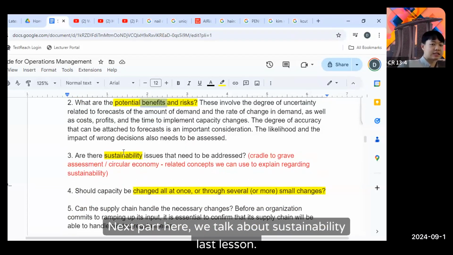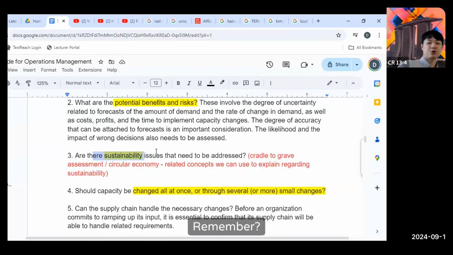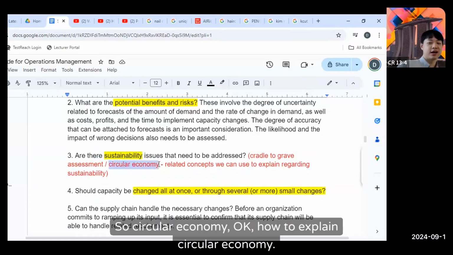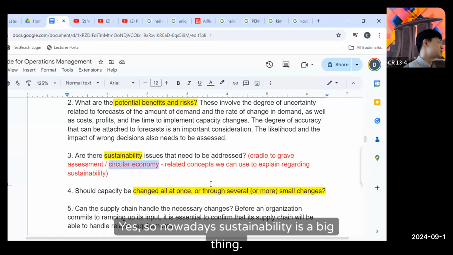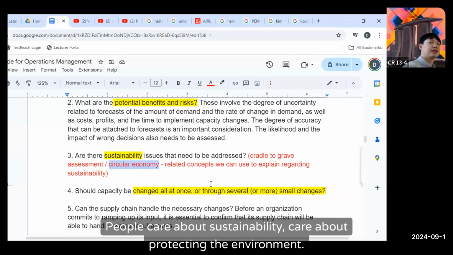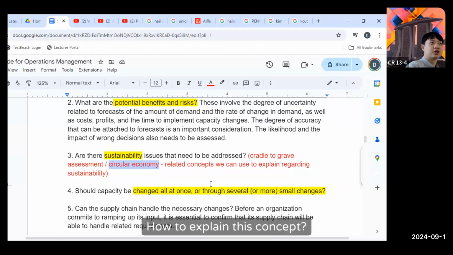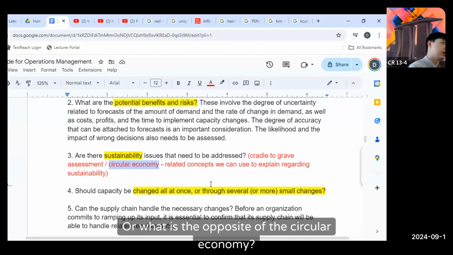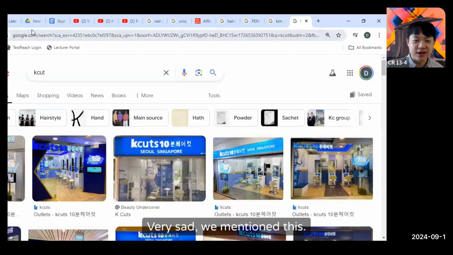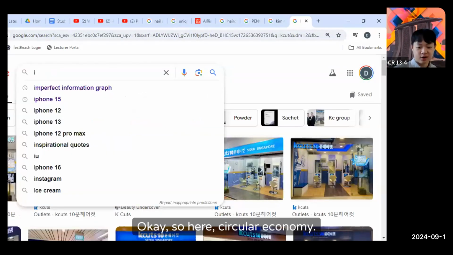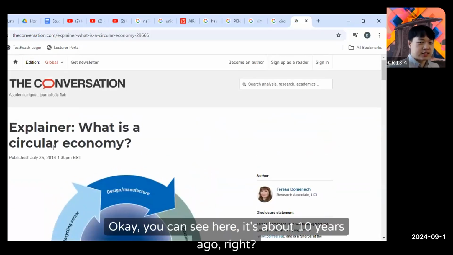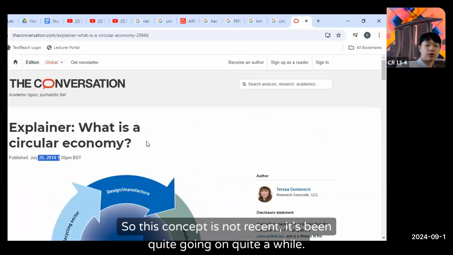Next part here, we talked about sustainability last lesson. Remember? Circular economy. How to explain circular economy? Nowadays, sustainability is a big thing. People care about sustainability, about protecting the environment. So circular economy is linked with sustainability. How to explain this concept, or what is the opposite of the circular economy? You can see here, it's about 10 years ago, so this concept is not recent. It has been going on for quite a while.